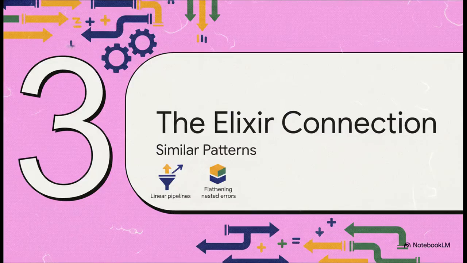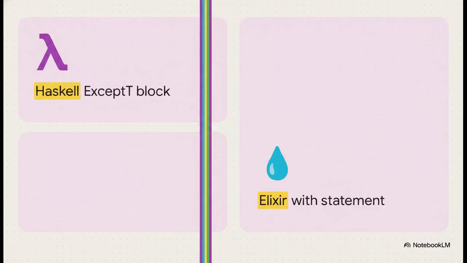All right, moving on to section 3, the Elixir connection. I want to shift gears slightly because Eng makes a fantastic observation in the source text that really anchors this highly specific Haskell pattern to a much broader functional programming best practice. And this brilliantly illustrates how the Haskell solution using ExceptT compares to Elixir's with statement. Despite being entirely different languages, the structure and the underlying philosophy are almost identical.